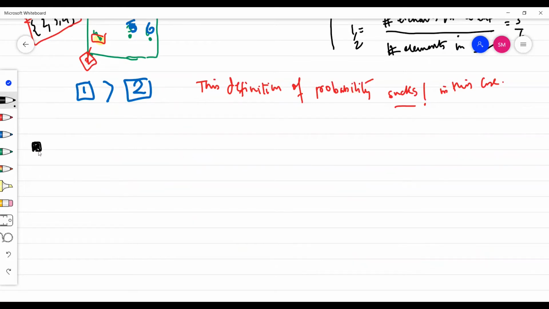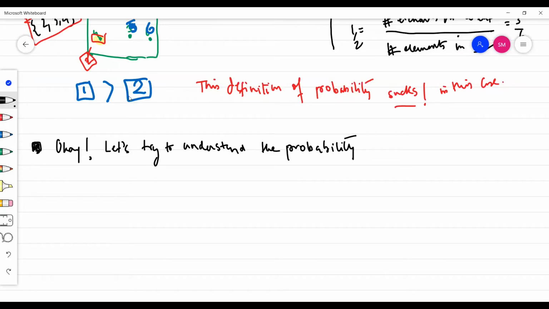So they sort of did something like this. They told, okay, I cannot do it like this. Let's do it in an inductive manner. Let's try to understand the probability by repeating the experiments, by doing the experiments in hand.